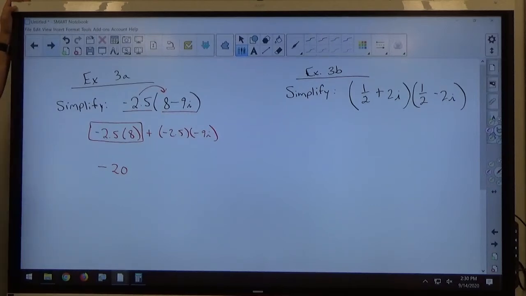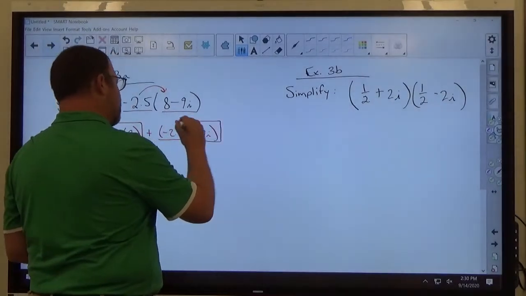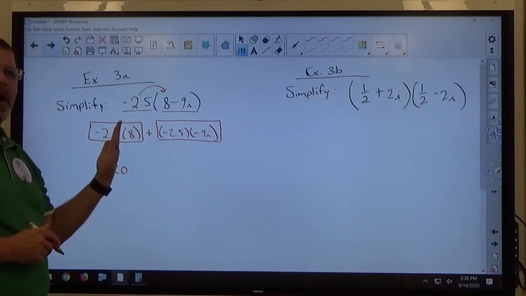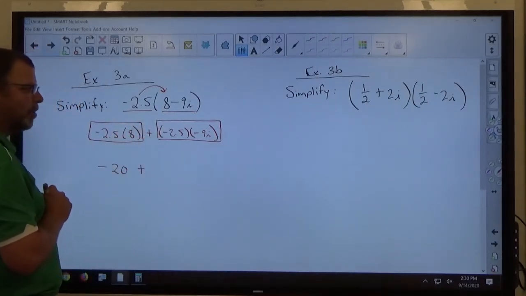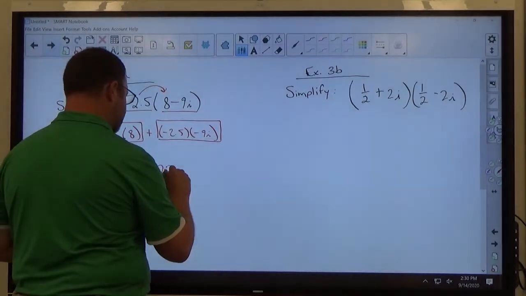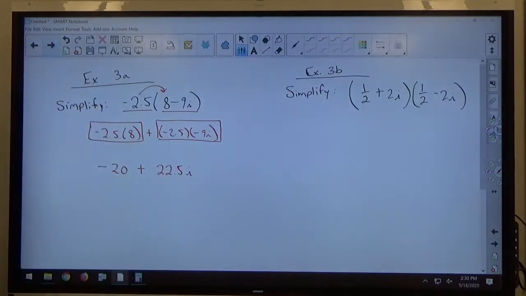I'm multiplying a negative number, 2.5, times a negative imaginary number, negative 9i. When I multiply two negatives, I get a positive, so plus. 9 times 2.5 is 22.5, and then i. So it's just like multiplying x's or y's or z's. The numbers multiply to make a new number. The letter just comes along for the ride.